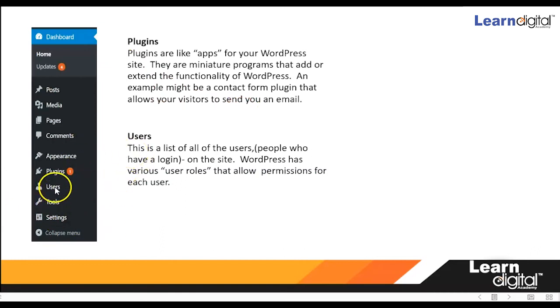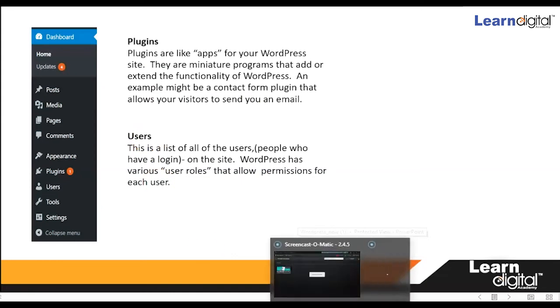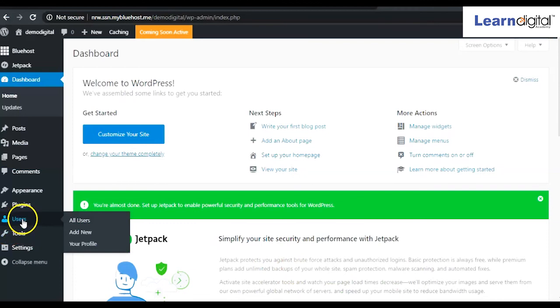Then here you'll see users. So users, that means you can create users for your website like this one. This is the user options. So you can see how many users are there. If you want to add users, simply you can add the users.